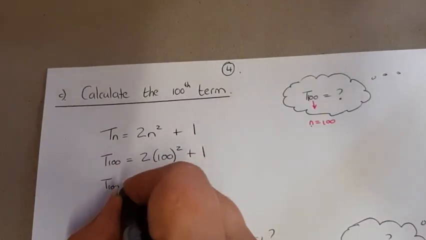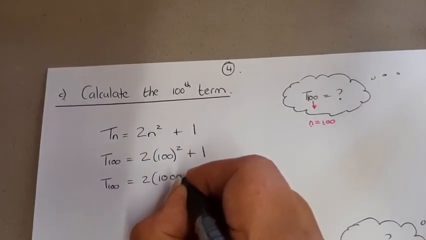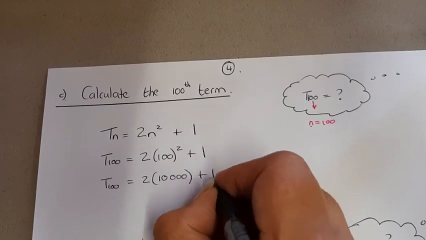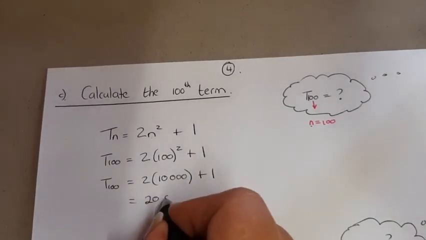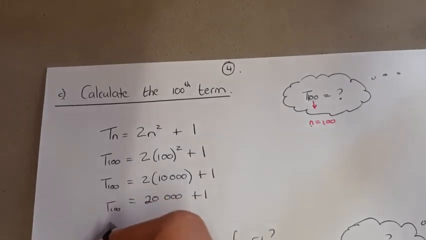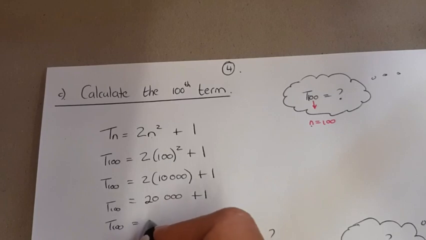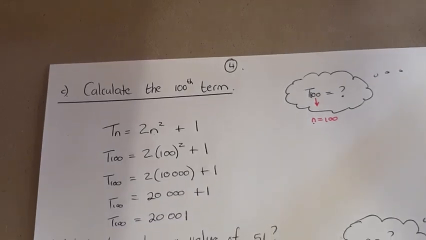That will give me 2 times 10,000 plus 1. And that gives me 20,000 plus 1, which is 20,001.